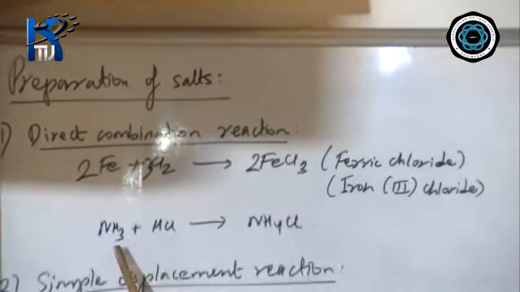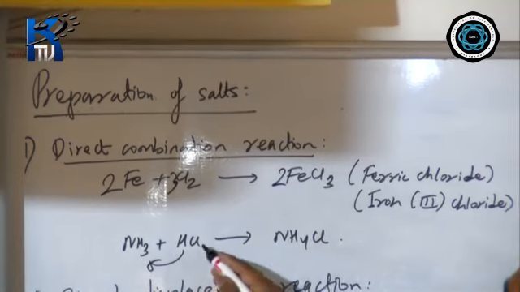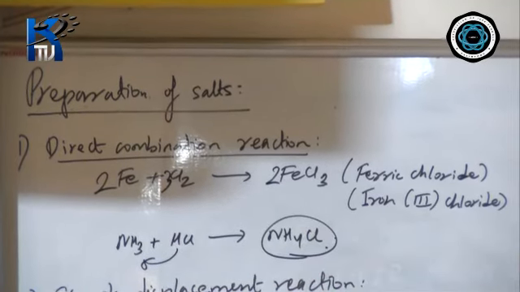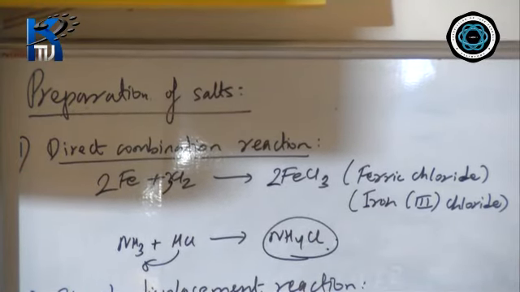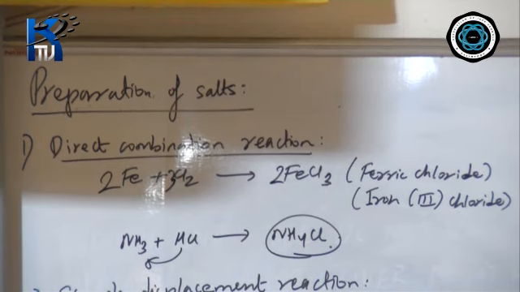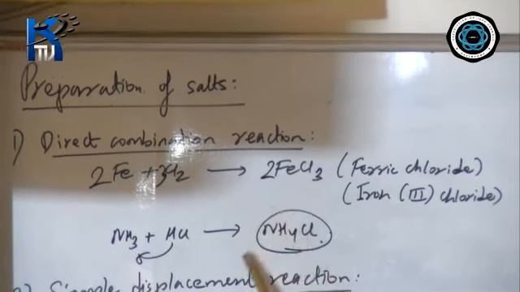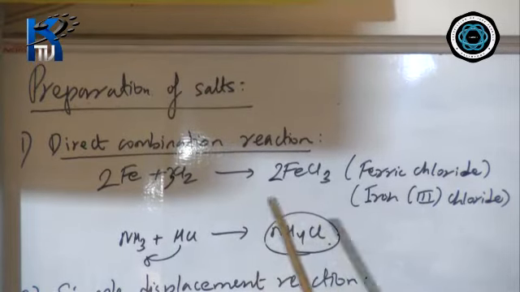Okay, another example is when ammonia and HCl react. Take this H here, what you get is NH4, then Cl. So ammonium chloride is also a salt formed by combination reaction. But these 2 are not the only ones. There are many other salts which can be prepared by combination method, which you can refer to the book for. For the time being, I have only shown you 2 ways to prepare salt by combination reaction.